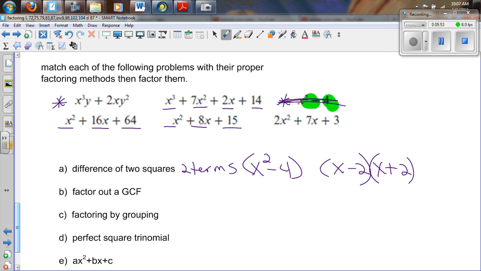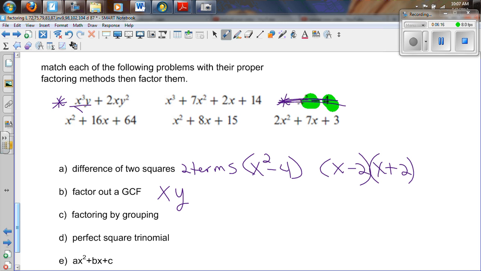They don't have all x's in any of them. And the last one, 2, 7, and 3, so there's no number, and they don't have x's in all of them. So the only one that has something that can be factored out is the top one, so we put the star by that. Let's factor that out right now. What can we factor out of that? We can factor out an x, and we can factor out a y.